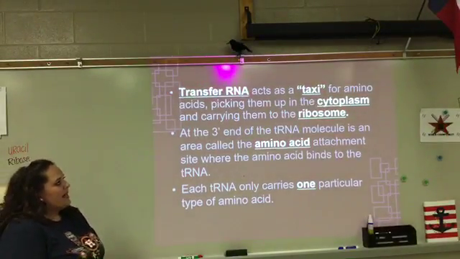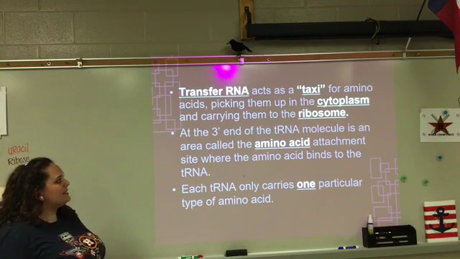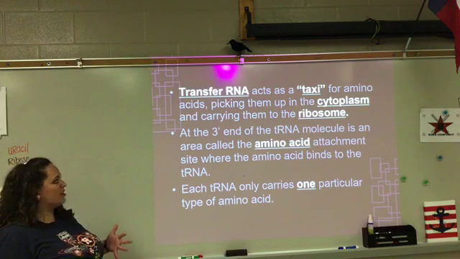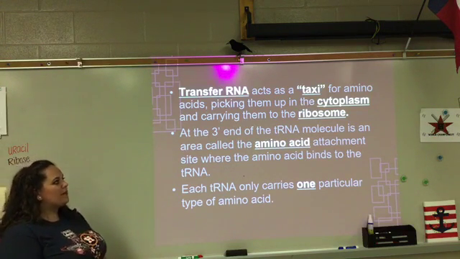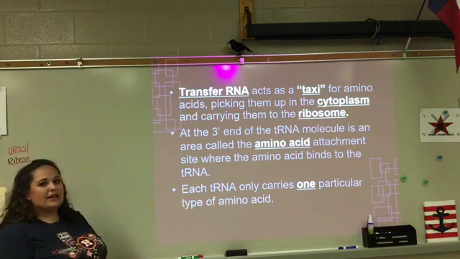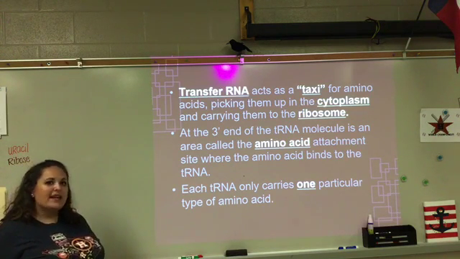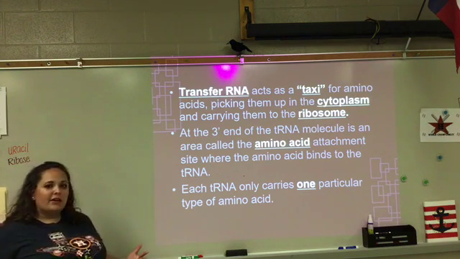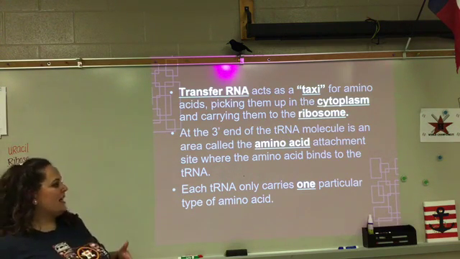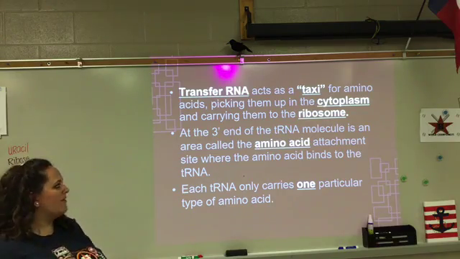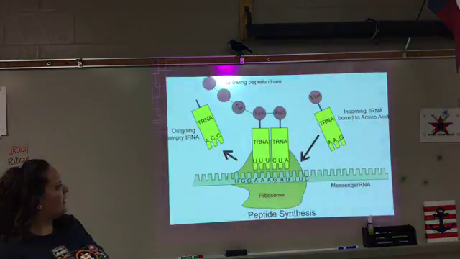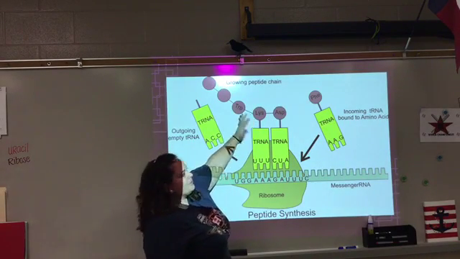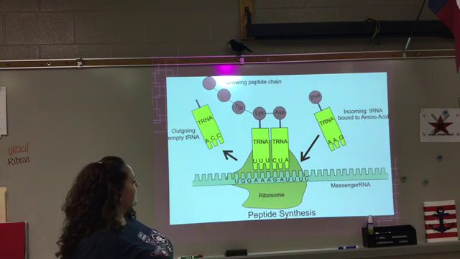So transfer RNA acts as a taxi for amino acids. It picks them up in the cytoplasm and brings them to the ribosome where the proteins are actually made. At the 3' end of the tRNA molecule is an area that we call the amino acid attachment site. That's where your different amino acids actually attach and bind. Every tRNA molecule is specific and it can only carry one particular type of amino acid. So this tRNA molecule here can only carry lysine, for example. That's how that would work.